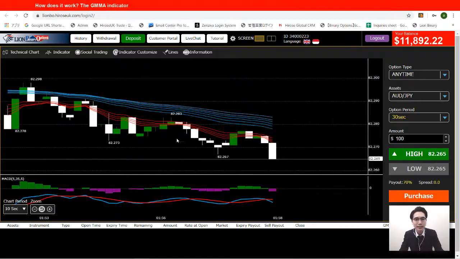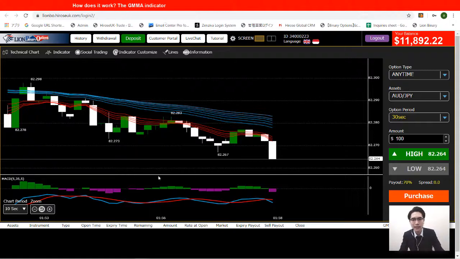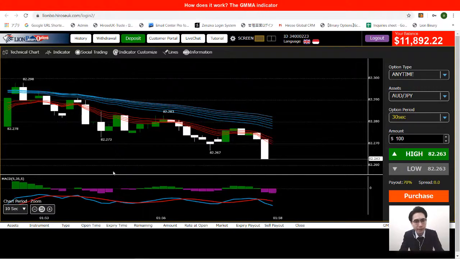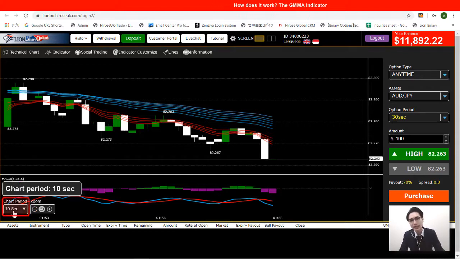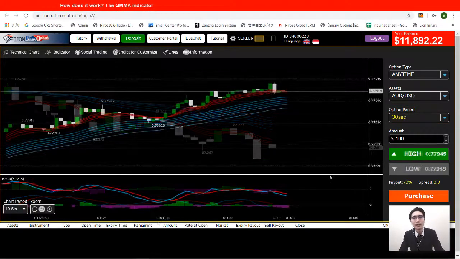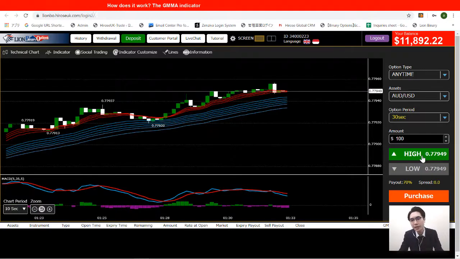Okay, close it. Then the last thing I'm looking at is the chart period and option period. For chart period, I'm using a 10 seconds chart, and then I'll be trading with a 30 seconds option period. So that's all the settings I have got here. Now it's done, and we can try to make a few trades.